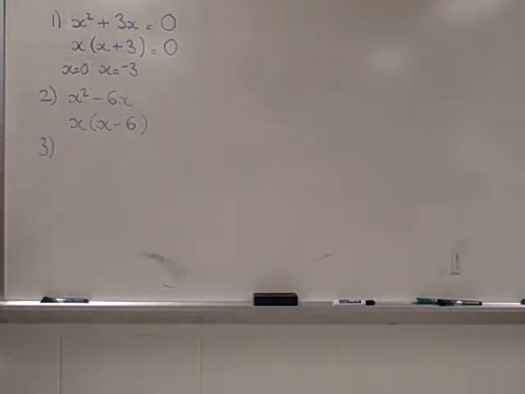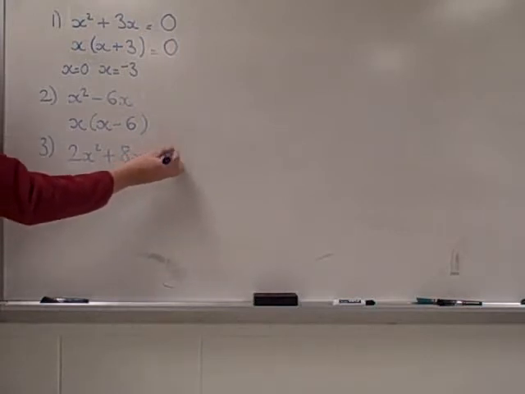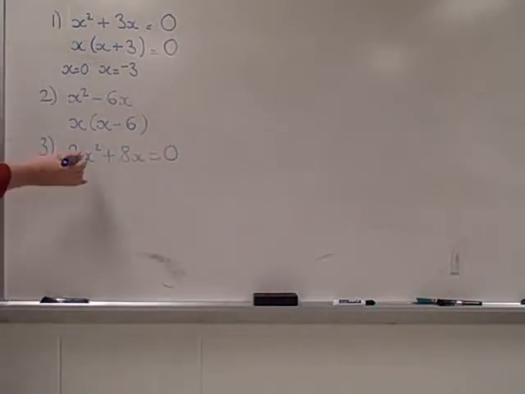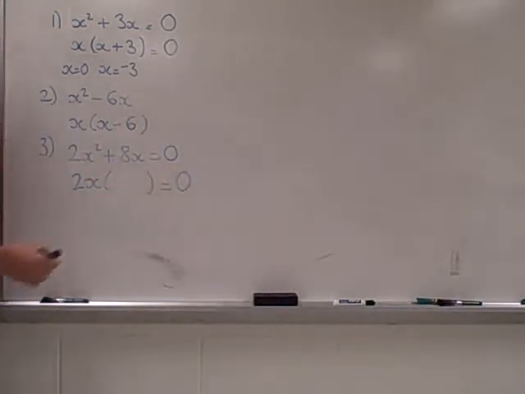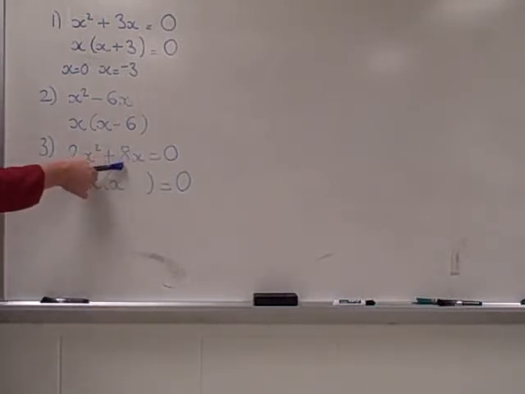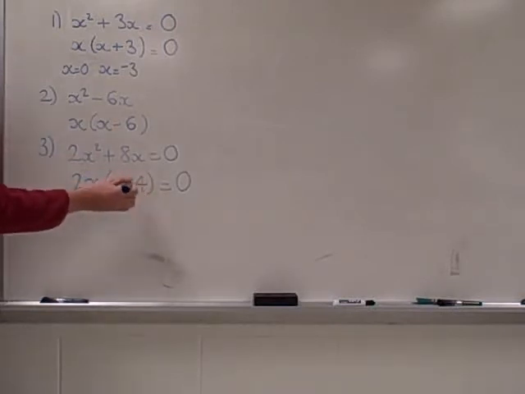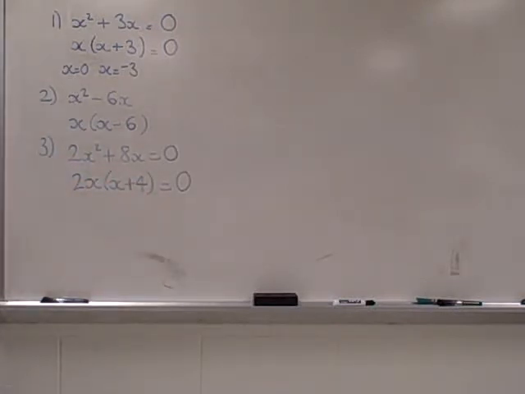Our third question is another one equal to 0. So once again, both terms have an x. But this time, notice also we have 2 and 8, which are both in the 2 times table. So we're taking the greatest common factor, so we must take 2x here. 2x times by what gives us 2x squared? That would be x. And 2x times what gives us 8x? That would be 4. So we've factored now.